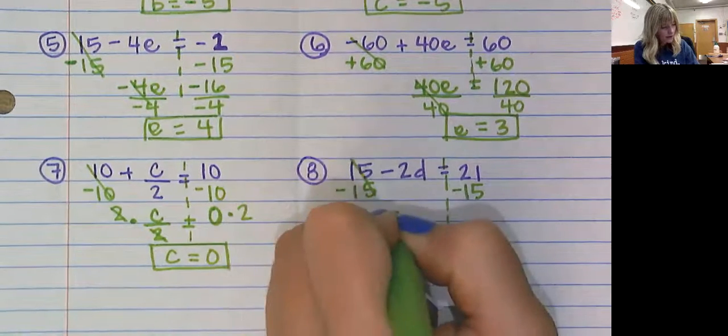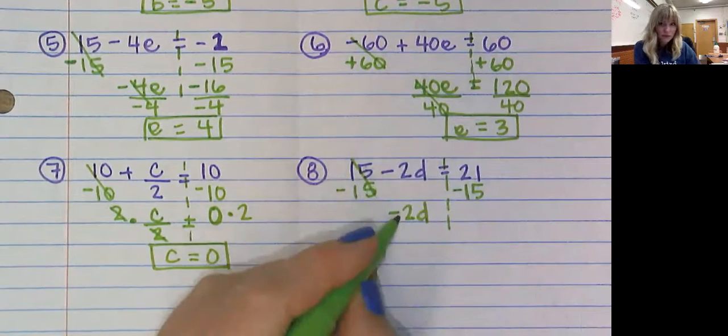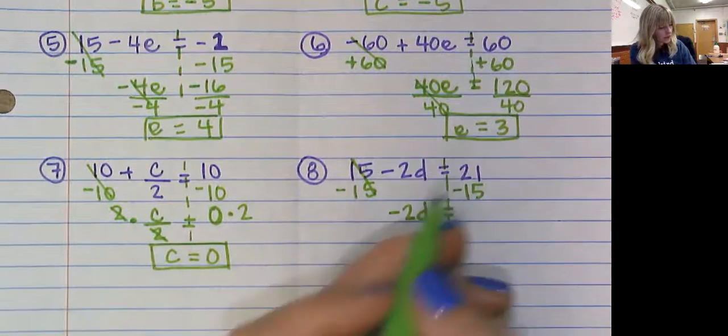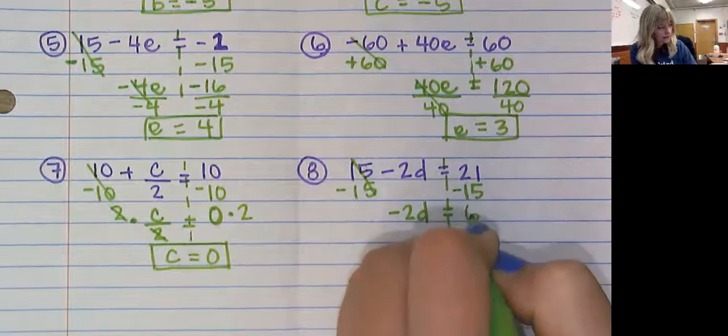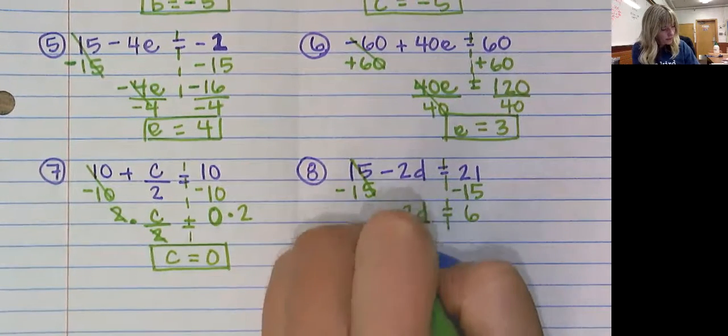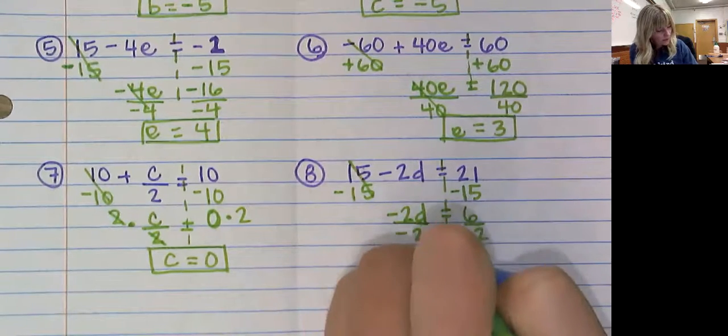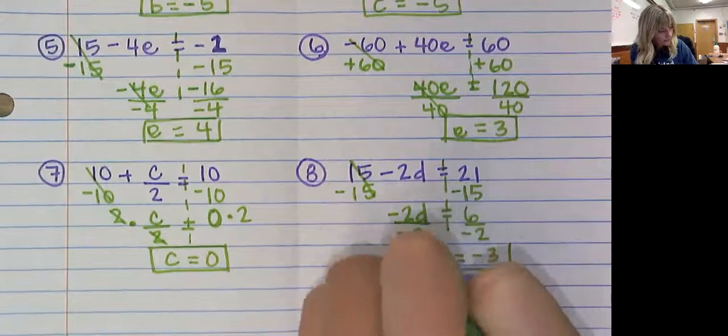Okay, so then we have negative 2D. Did you make sure and bring the negative 2 down with it? That's super important. Negative 2D equals 6. Divide by negative 2. Divide by negative 2. And D equals negative 3.